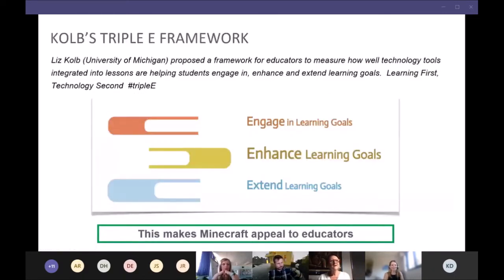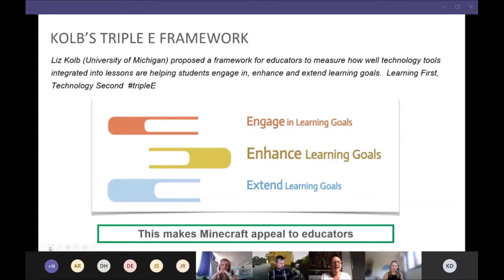And then there's a second piece of theory I think is really important here for us as educators. It's a very simple layer to add on to self-determination theory: Liz Kolb's Triple E framework. We might have used SAMR and other frameworks, but Liz has proposed that some of those focus a little too heavily on the technology and not enough on the curriculum goals. So her 3 E's look at engagement, enhancement, and extension of the learning goals. So how does the tool engage students in the learning goals?